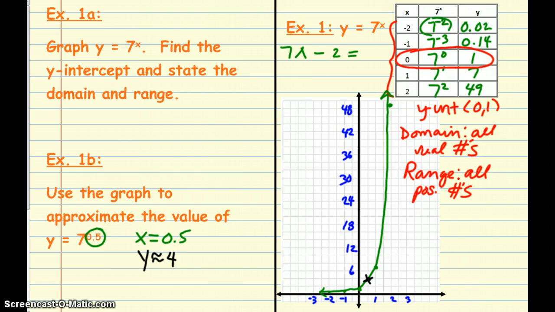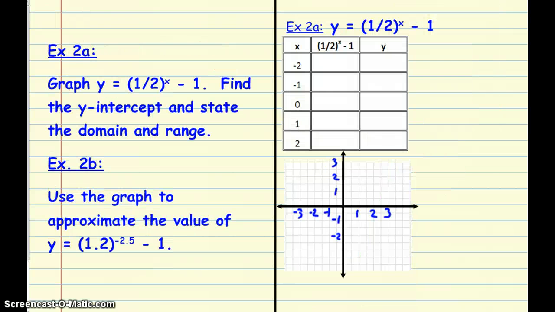Again, how did I find that? I went up to the line, and then I went over to the y-axis, and again I'm counting by 2's, so that's why it ends up being 4. Let's get another example similar to that, but the difference in this one is we have a base number as a fraction, and we're going to subtract 1.